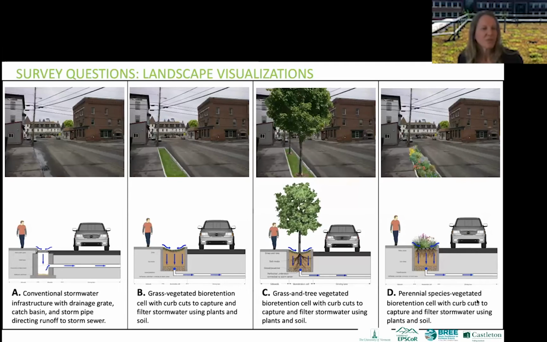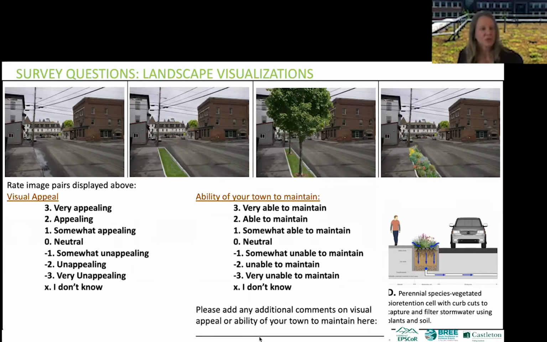And then finally, landscape visualizations. So here is a series of image pairs that were included on this survey. For each pair, we have above a perspective view that's photoshopped to create a simulation of possible future alternatives, and then the corresponding profile cross-section view. So people had a sense of what we meant was going on underground with each of the 4 different things we asked about. And we asked municipal officials to say what the visual appeal was, from very appealing to very unappealing, and the ability of towns to maintain, from very able to maintain to very unable to maintain, for all 4 of these image pairs.